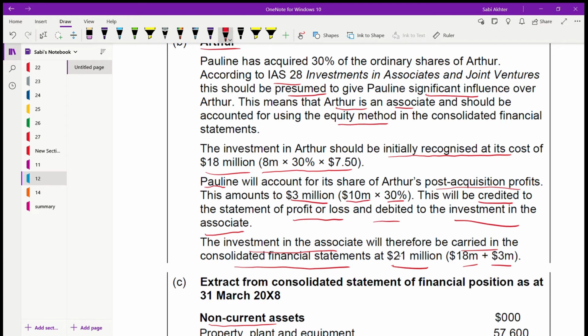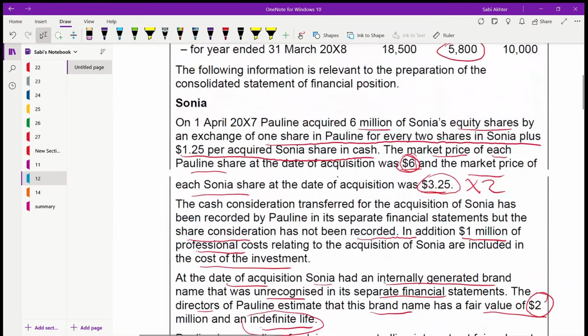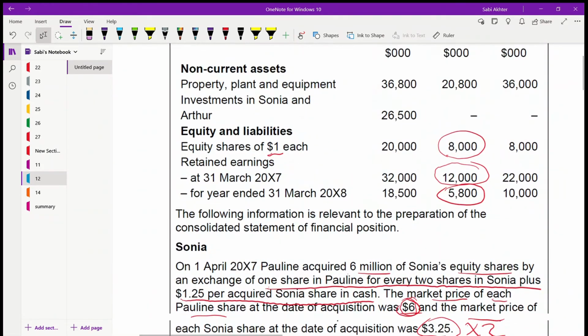Before I end, let us take this 10 million. Which 10 million are we taking? We are taking this 10 million, not this 22 million. We are taking 30% on this 10 million.